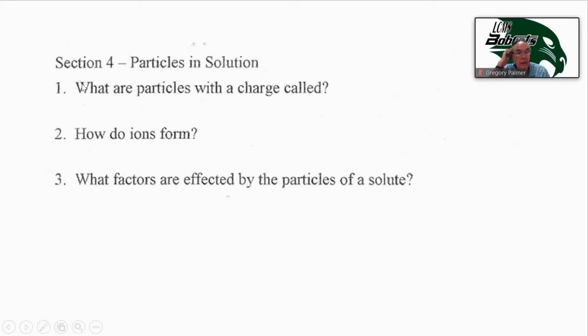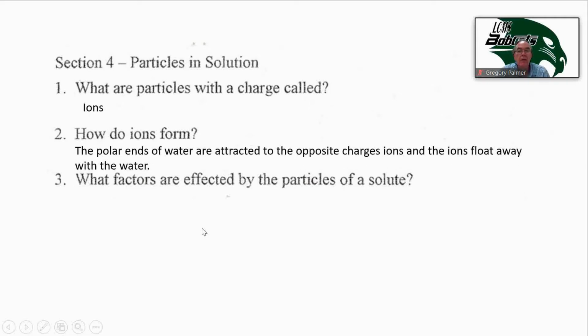Okay, so from earlier in the year, and again, a review in this unit, what are particles with a charge called? Well, they're called ions. And how do ions form? During chemical bonding, we said they form by gaining or losing electrons and becoming charged particles. But in the process of dissolving and ionization, the polar ends of water are attracted to the opposite charge ions, and the ions float away with the water. So they were a neutral compound when they were bonded together, and then as the water dissolves them, they ionize and break back into separate ions as they float away with the water molecules.